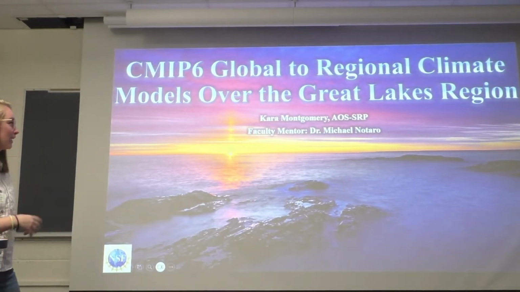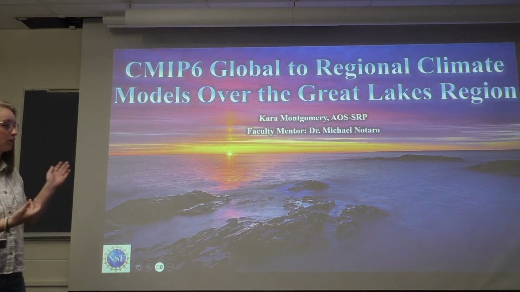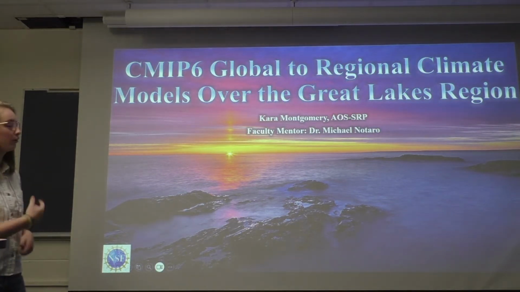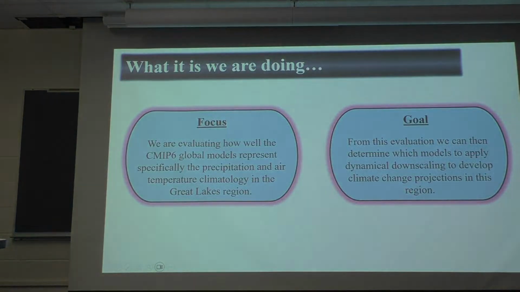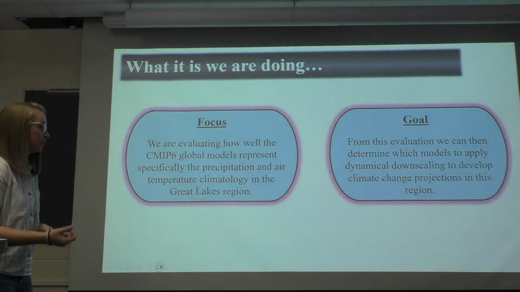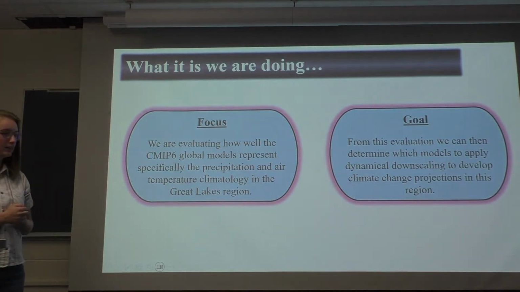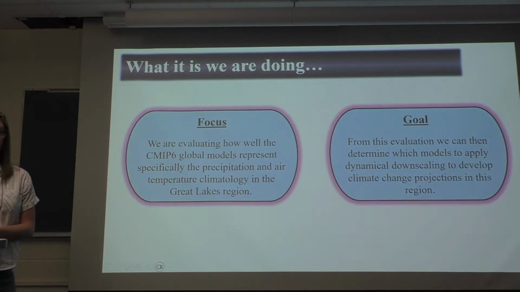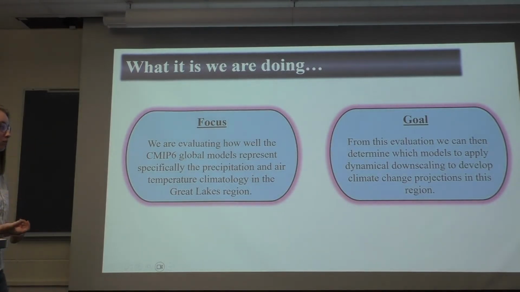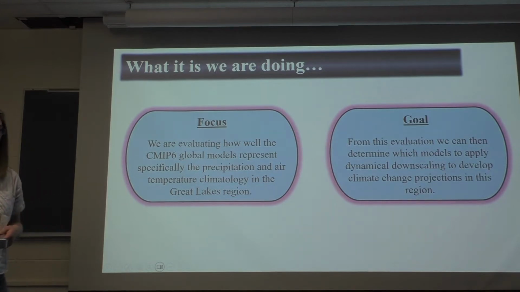But we got to work with CMIP6 models from global to regional over the Great Lakes region. So to explain what exactly we were doing: for the research that I did this summer, we were looking at CMIP global models and how well they represent the climatology in the Great Lakes region. But overall, the goal is to take the evaluations and determine which models we can use for dynamical downscaling to develop climate change projections in this region.